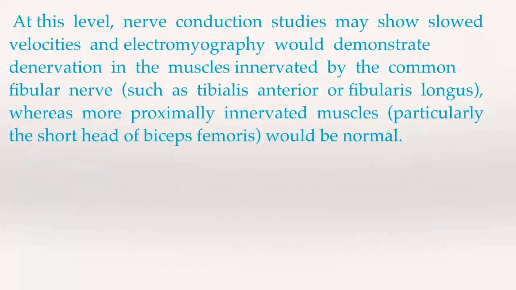At this level, nerve conduction studies may show slowed velocities, and electromyography would demonstrate denervation in the muscles innervated by the common fibular nerve, such as tibialis anterior and fibularis longus, whereas the more proximally innervated muscles, especially biceps femoris, would be normal. So whenever we conduct nerve conduction velocities, it will tell us where the nerve is affected, the level of injury.